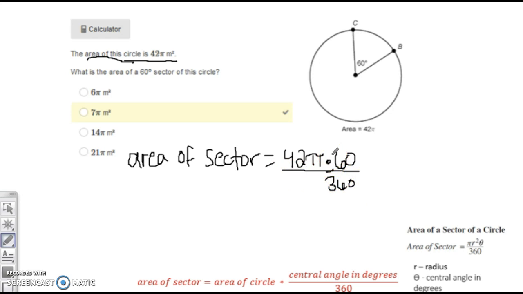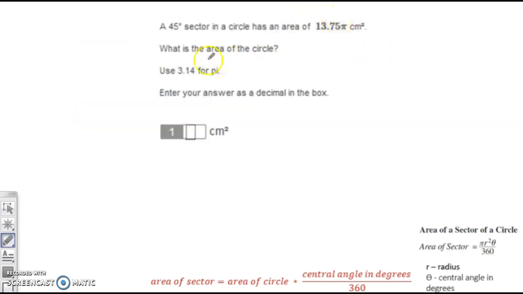So let's figure out the area of that sector. Let's take 42, and y'all notice you have pi in your answer. Remember, if you have pi in your answer, you don't want to type it in your calculator. So we're going to ignore it, and we're going to put it on our answer. So I'm going to type in 42 times 60, and then I'm going to divide that by 360. And that gives me 7 pi. So the area of that sector is 7 pi. Okay, cool. Let's go to the next one.